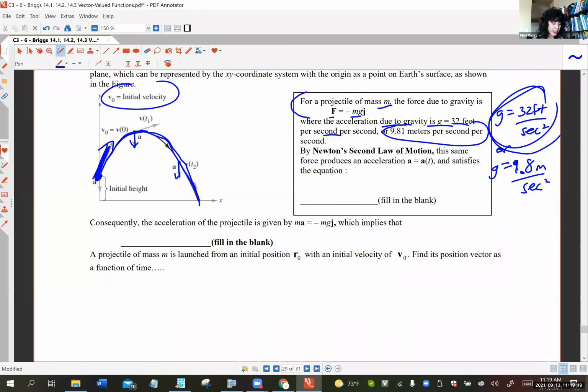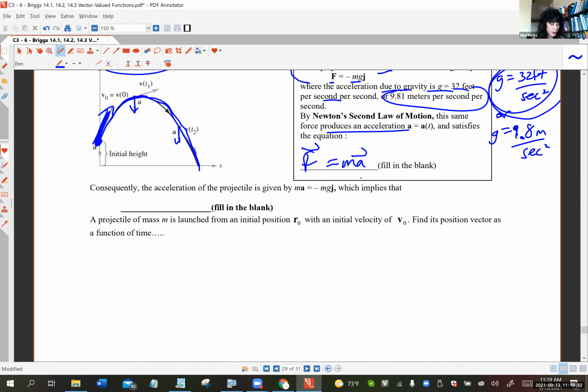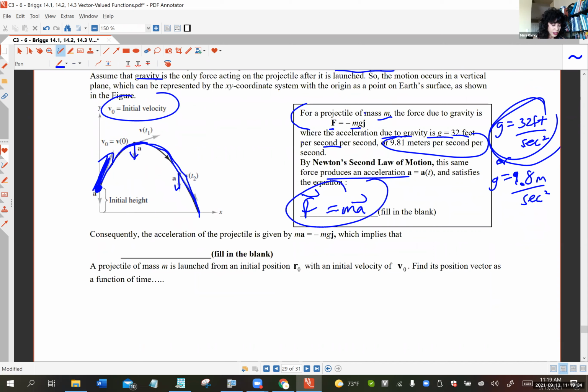Okay, so by Newton's second law of motion, the same force that produces the acceleration has to satisfy this equation, F equals ma, and that's a classic physics equation. So what do we have? We have that this force had better be equal to that force.